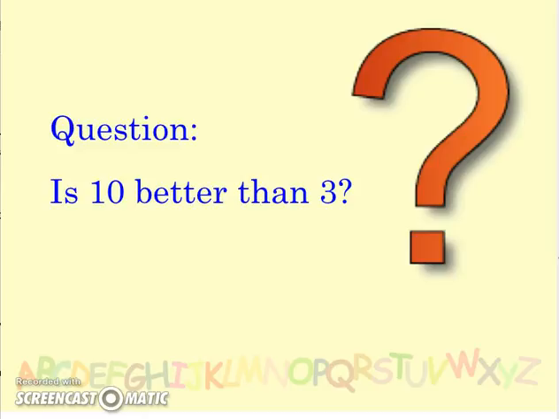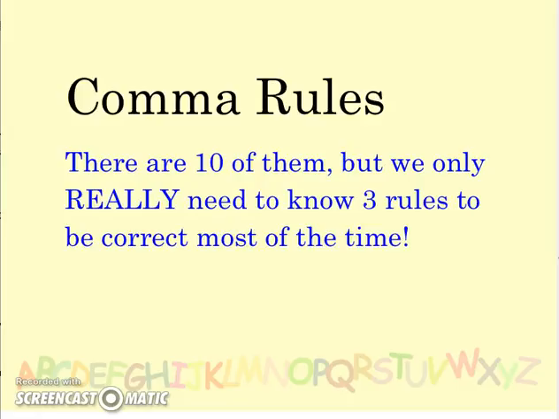Most English teachers and grammar books agree that there are 10 common comma rules. When it comes to comma rules, I think you'll agree that 3 is better than 10, if it means you'll still be right most of the time. The screencast video today will help you understand comma rules and begin to use them correctly in your writing.